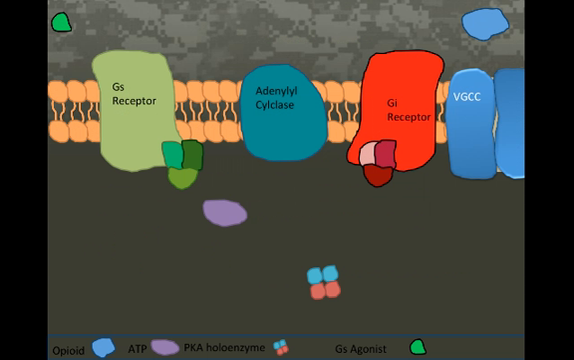Next is a graphic representation of the action of fentanyl at the cellular level. Activation of the mu-opioid receptor will cause the subunits of the G-sub-I protein to both inhibit adenylate cyclase and cause an overall reduction in calcium influx due to the inactivation of the voltage-gated calcium channel, as seen here.